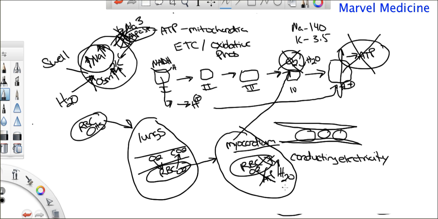And remember, when cells become ischemic, can they maintain their membrane? No, they can't. It's really difficult for them to maintain their membrane. Their membranes become really, really weak, right? They become weak.